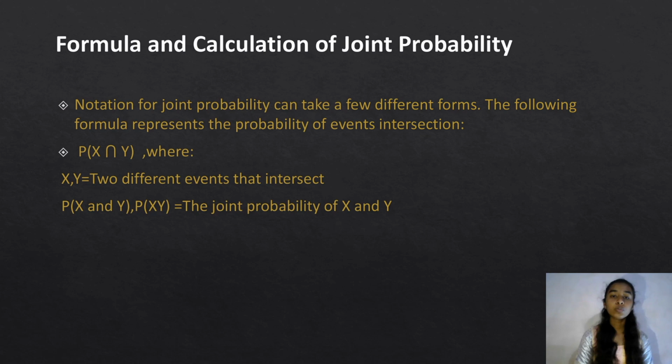Let's see the formula and calculation of joint probability. Notation for joint probability can take a few different forms. This formula represents the probability of events' intersection, where X and Y are two different events that intersect, and P of X and Y, comma, P of XY, is the joint probability of X and Y, and this symbol refers to the intersection.